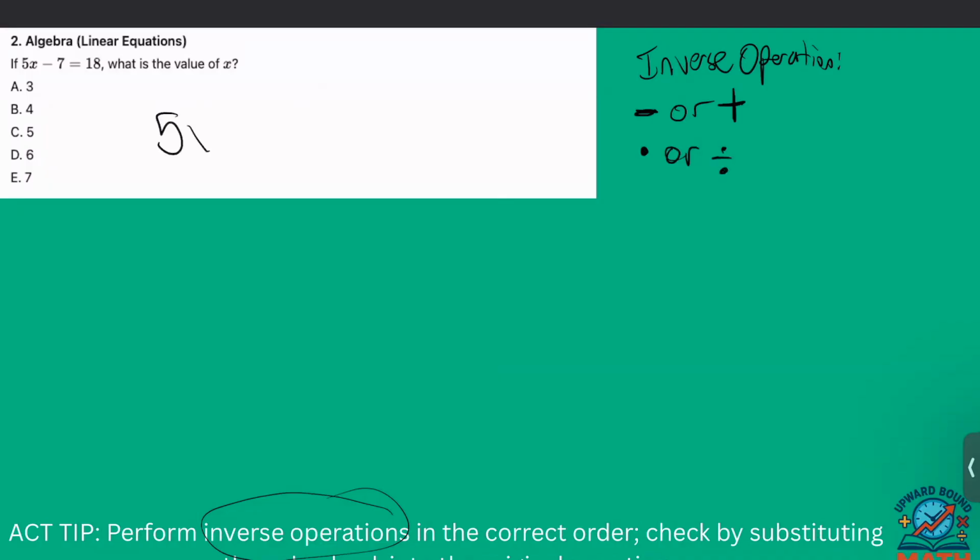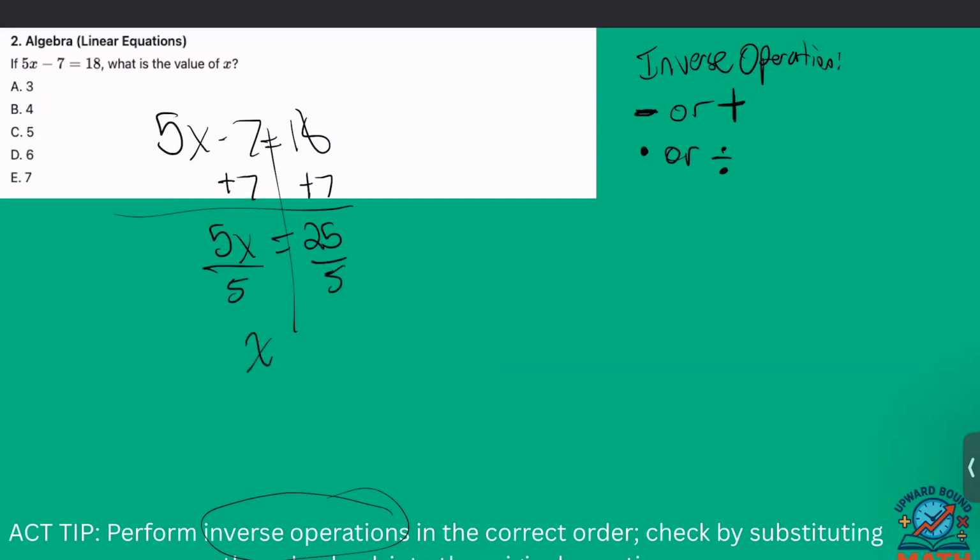So we're given 5x minus 7 equals 18. We must add 7 to both sides, because what we do to one side we have to do to the other. We're left with 5x equals 25. Divide by 5, divide by 5, x equals 5. And that is a quick way, using inverse operations, to solve this simple two-step equation.